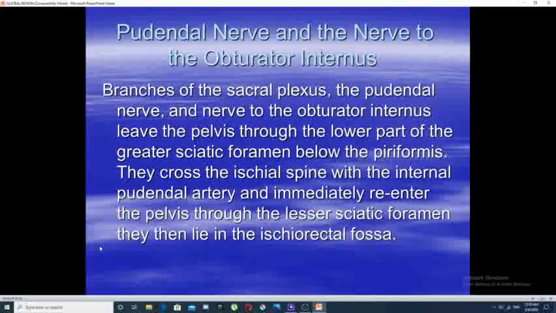Pudendal nerve and nerve to obturator internus. These two nerves are branches of the sacral plexus. The pudendal nerve and nerve to the obturator internus muscle leave the pelvis by passing through the lower part of the greater sciatic foramen below the piriformis muscle. They cross the ischial spine with the internal pudendal artery, then immediately re-enter the pelvis through the lesser sciatic foramen. They then lie in the ischiorectal fossa.